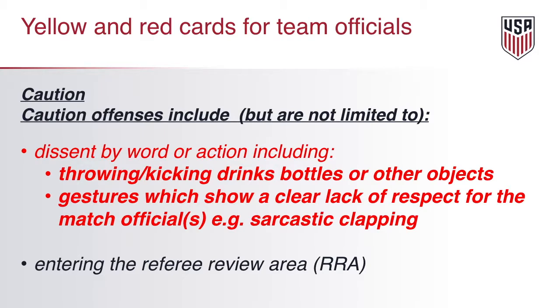Yellow and red cards for team officials. Caution. Caution offenses include, but are not limited to, dissent by word or action including throwing or kicking drinking bottles or other objects, gestures which show a clear lack of respect for the match officials, for instance, sarcastic clapping, entering the referee review area.